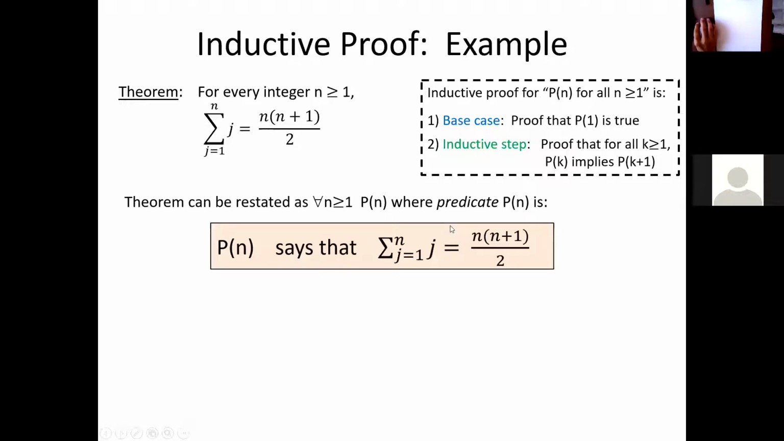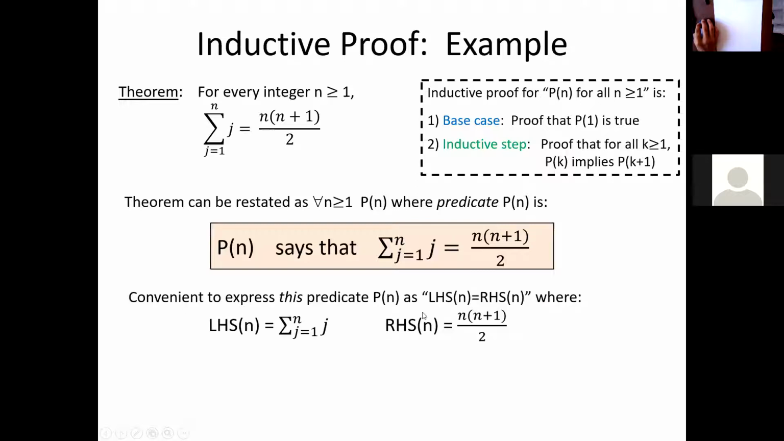So, here the predicate says, again, that the summation from 1 to n is this closed formula. It is convenient to express such a predicate as an equation, and it's not always the case. Some predicates are of this form and others are not. A predicate could be that some Boolean formula is true, and it doesn't have a left-hand side or right-hand side. But if you have a numerical equation where left and right-hand side are both somewhat complex, then it's useful to think of this as some function of n, and I will call it the left-hand side function. And this is some other function of n, I will call it the right-hand side function. And the predicate says that the left-hand side function and right-hand side function are equal.